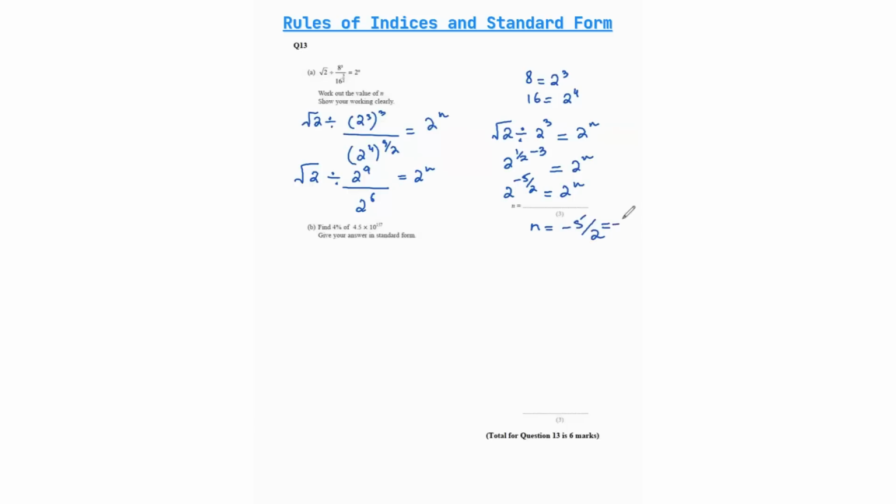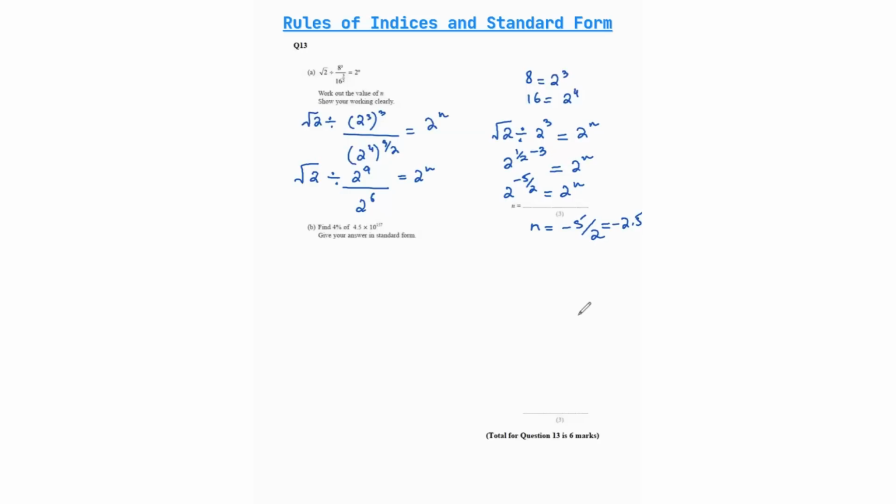You can rewrite this as negative 2.5 as well. Either way, it's correct. So once again, the key takeaway is to convert the numbers into a similar base. The similar base will be a prime number, and that prime number would already be mentioned in the question, which in this case was 2. So we can rewrite 8 in the base of 2, which is 2 cubed. 16 can be rewritten as 2 to the power of 4.